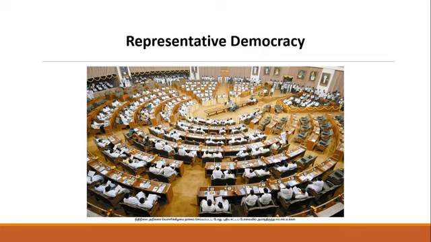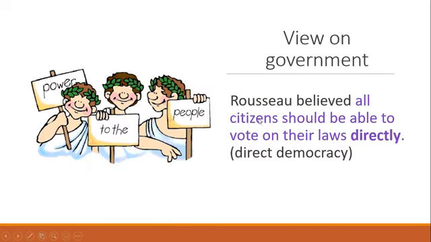But J.J. Rousseau thought, no, we don't want that. Instead, we want the people themselves to vote on laws. So Rousseau believed that all citizens should be able to vote on their laws directly. Okay, direct democracy. This is something that was part of democracy back in ancient Greece. Right? It was the idea of power to the people. The people themselves would go to a public square and they would vote on laws themselves instead of electing politicians to vote on our behalf.